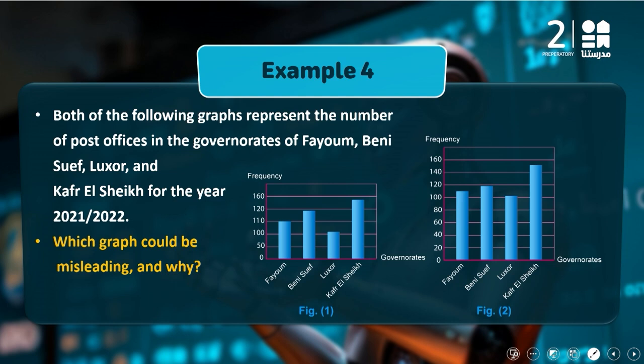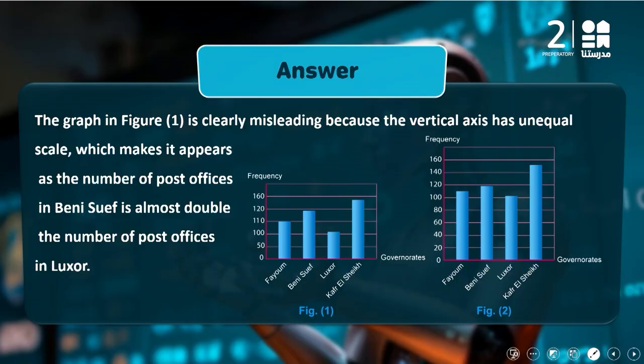We have the first graph. On the horizontal axis we have governorates and on the vertical axis we have frequency. The second graph also has governorates on the horizontal axis and frequency on the vertical axis. Which of these graphs could be misleading and why? Graph number 1 is clearly misleading. Why? Because the vertical axis has an unequal scale.